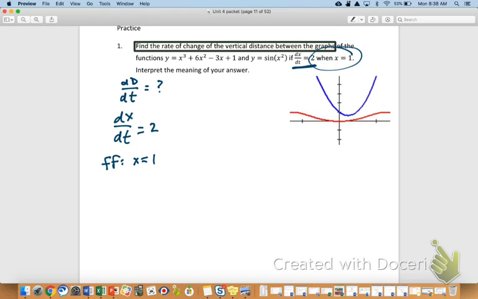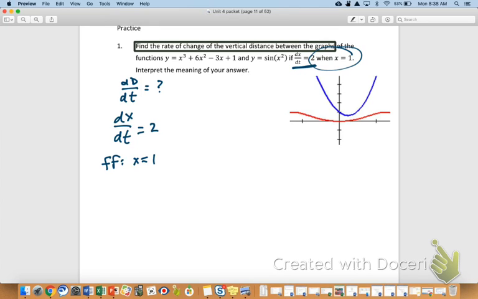Capital D stands for vertical distance. X stands for essentially the x-coordinate. And we've got these two functions, the graphs over there. Can anybody think of what would tie all this stuff together? Hunter? Can't we just set them equal to each other?